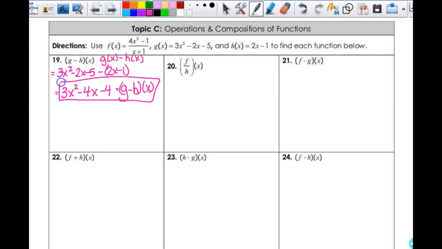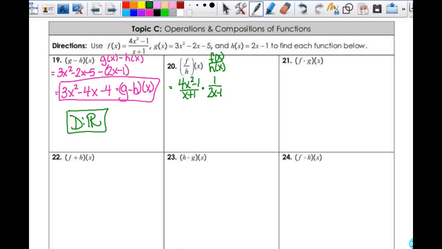Even though it doesn't say it here, we still have to talk about domain. So the domain here is all real numbers. This is part of my answer. All right, so then f divided by h of x is the same thing as f of x divided by h of x. So that's equal to f of x is 4x squared minus 1 over x plus 1. Since I already have a fraction, dividing by h of x is the same thing as multiplying by its reciprocal. So I can multiply by 1 over 2x minus 1.